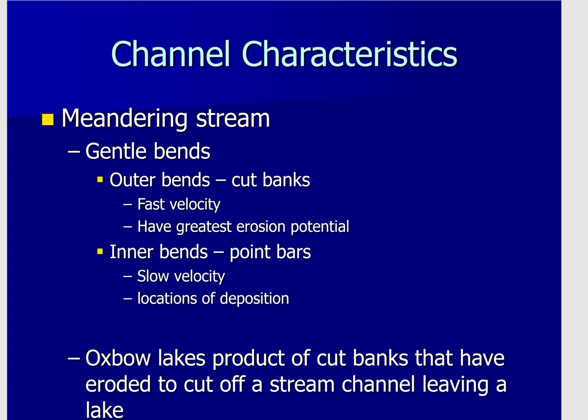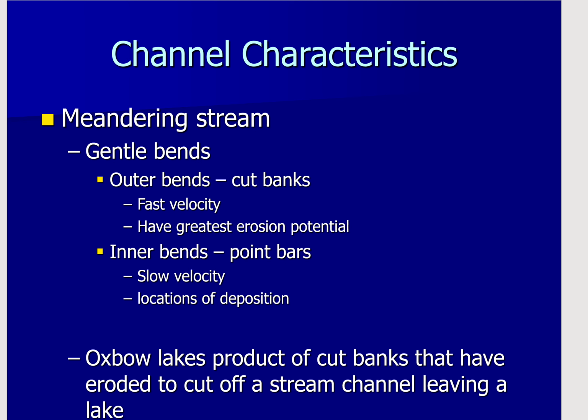So those characteristics are considered meanders. They're nice gentle bends. The outside of the bend is where we're going to get that fastest velocity. It's going to have the greatest erosion potential, and you're going to have a nice steep bank. These are called cut banks. The inside of the bend, the narrow part where it bends the most, is our point bars. The velocity is slow there, and that's where we're going to get deposition.